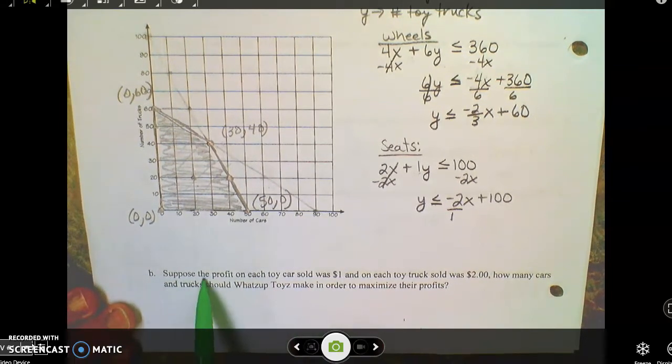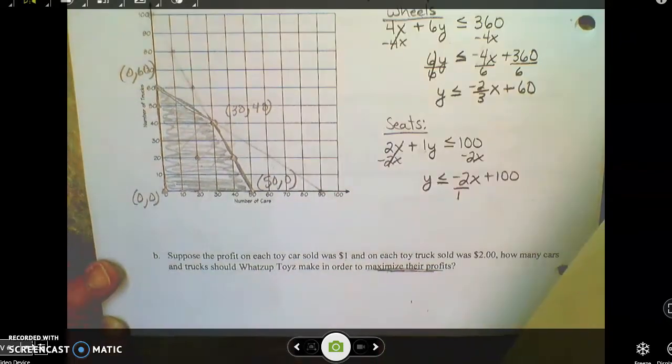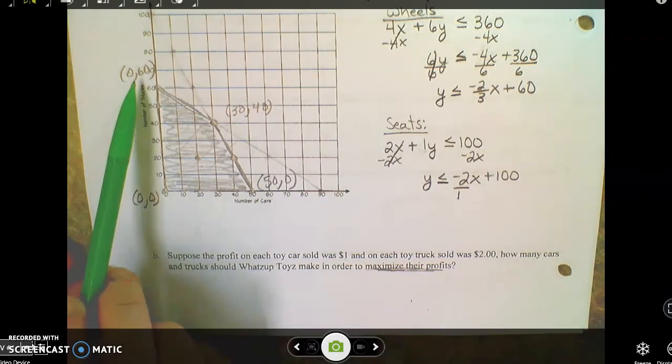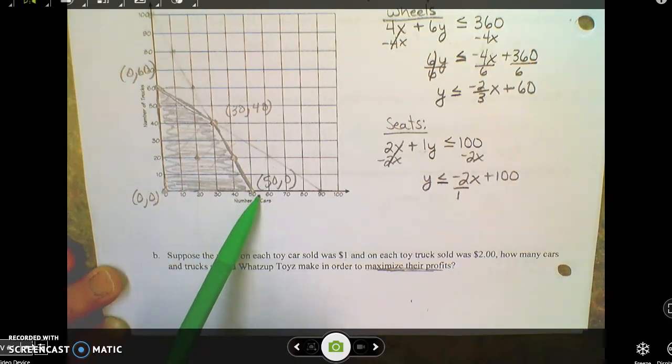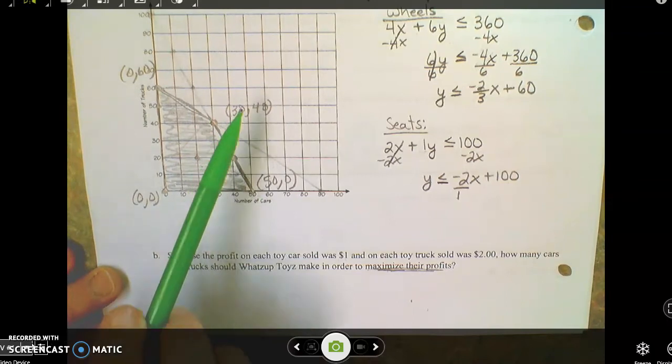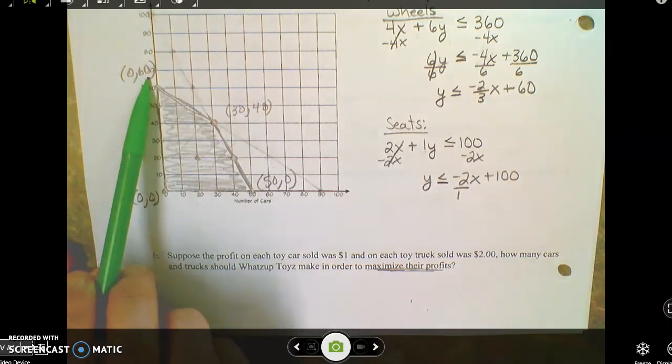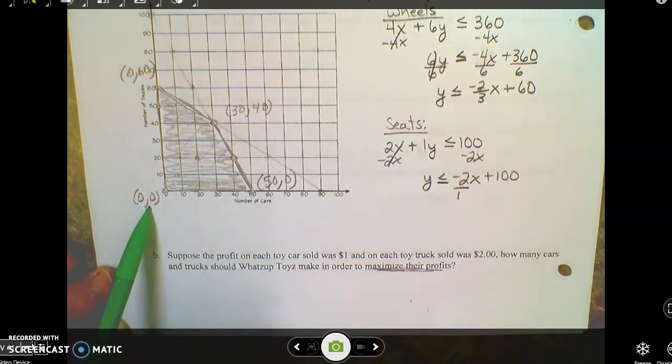So this says suppose the profit of each toy car sold is $1 and the profit on each toy truck sold is $2. How many cars and trucks would What's Up Toys make in order to maximize the profits? So maximize means get the most profits. So I know that these vertices of this little shaded region here are the most that they can do. So I can do 30 and 40, 0 and 60, 50 and 0, or 0 and 0.